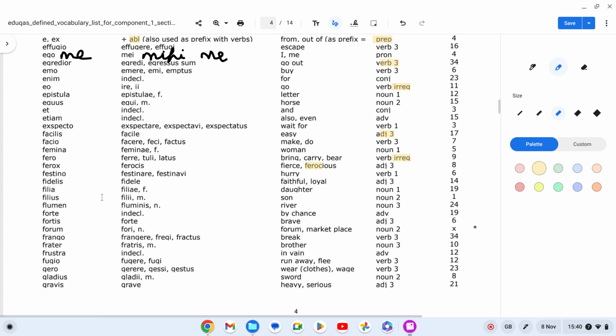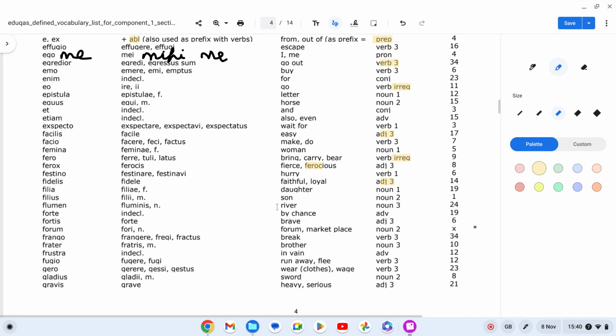Fidelis, fidele, another third declension one. I've explained this twice now, so I won't explain it again. It means faithful or loyal. English word fidelity comes from this, so it kind of makes sense. Fides is a fifth declension noun, I believe, meaning faith.